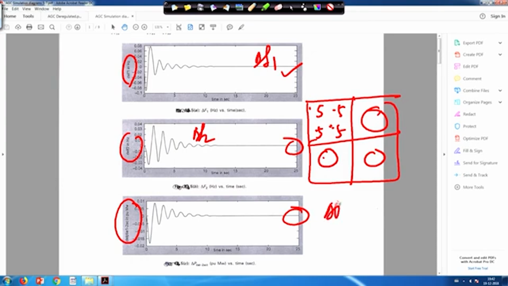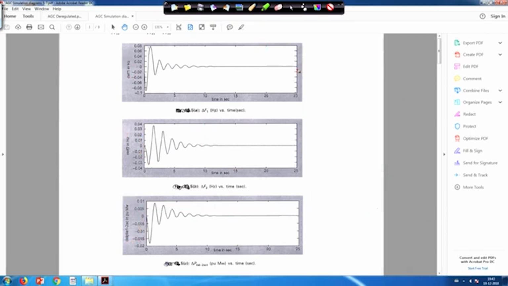So for this case you can easily evaluate that delta P tie 1 to scheduled is equal to 0, and error is equal to actual minus scheduled. As delta P tie 1 to scheduled is 0, delta P tie error will be equal to delta P tie 1 to actual. That is why error and actual both give the identical plot, but at steady state this is 0, because this is my 0 line. So at steady state the frequency deviation in area 1, area 2 and the tie power deviation are 0, right.